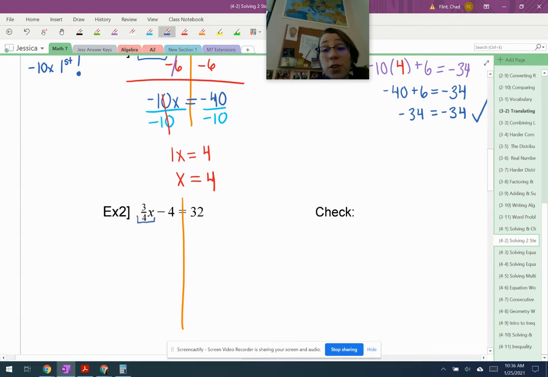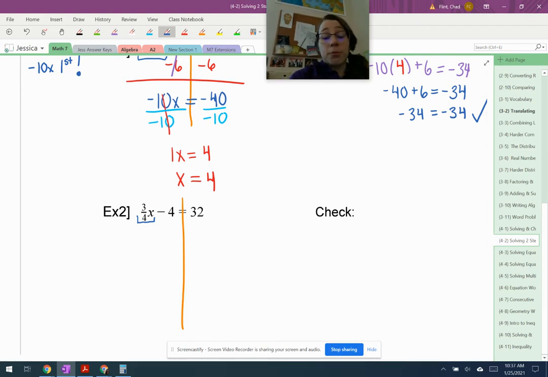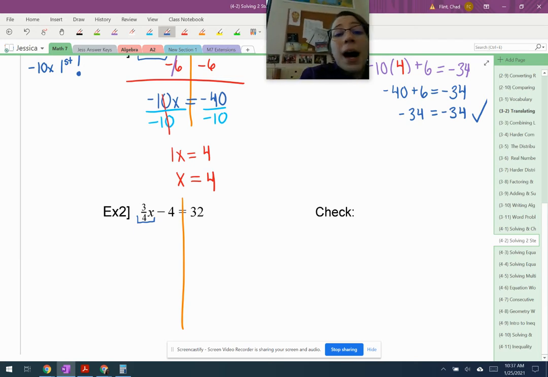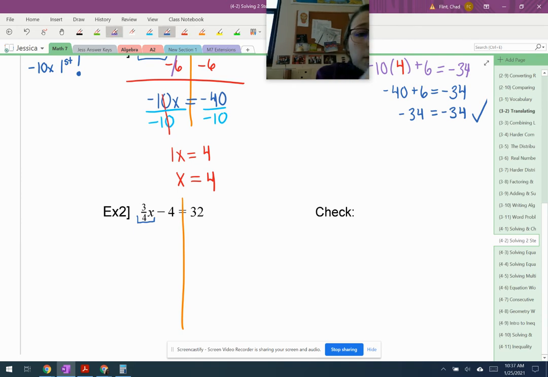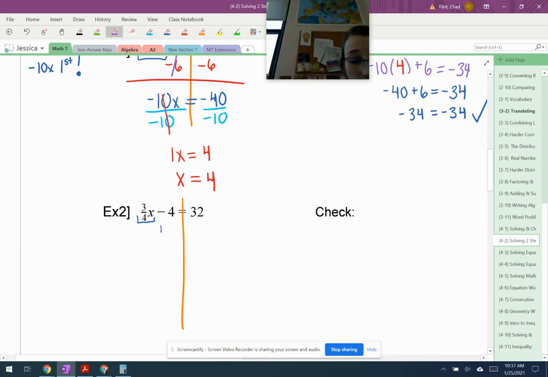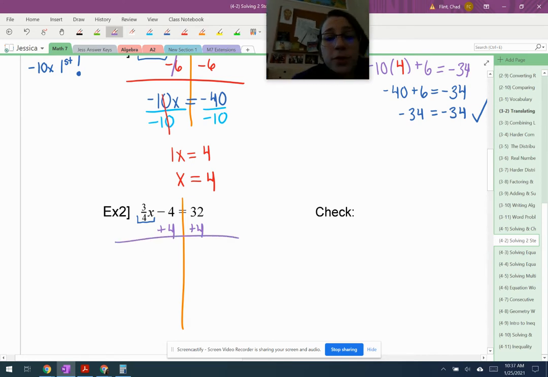So the 3/4 x, I want to get that alone. What's preventing that from being alone would be that -4. So the opposite or the inverse operation of a -4 would be a +4. So we are going to add 4 to both sides of our equation.